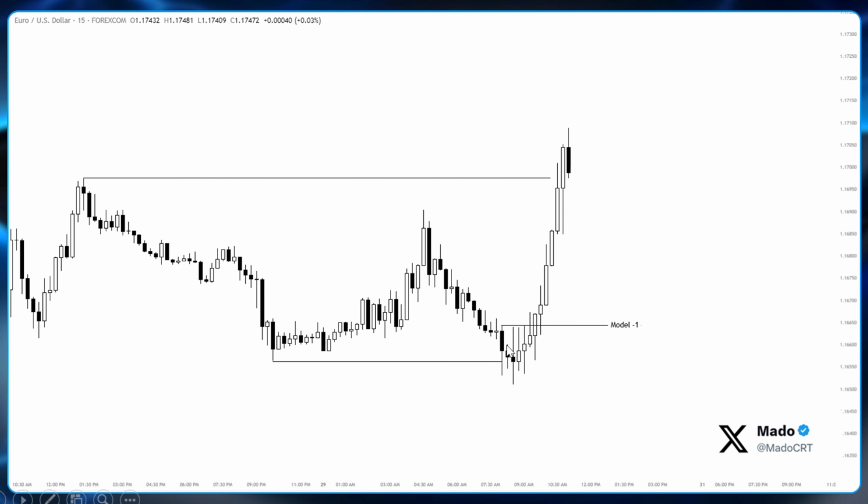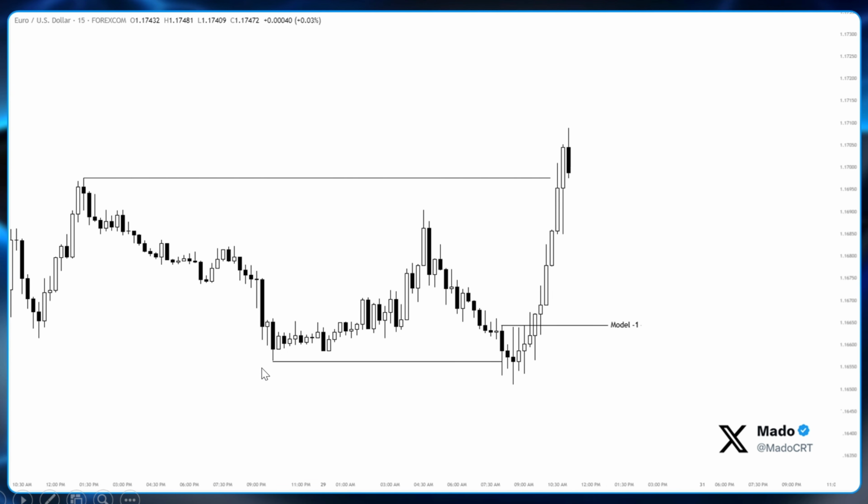Now let's move to another example. This time it's even simpler. In this Euro USD setup, we only have two phases, the turtle soup and Model 1. And this is exactly what I want you to understand. Not every valid setup will show a full sequence of TSQ phases. The market won't always print the breaker, reaccumulation, or continuation. Sometimes just the first two phases are enough to confirm a strong reversal and give you a clean entry opportunity.